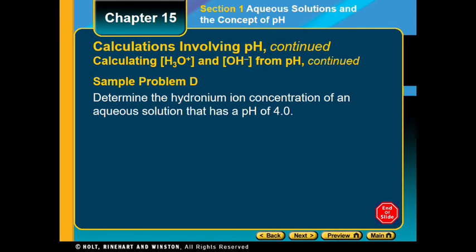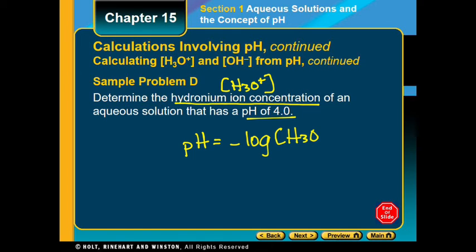So here we have another example. Make sure you write it down. This one wants to know what is the hydronium ion concentration, which is H3O plus, if you have a pH of 4. Well, with this equation, pH equals negative log of hydronium ion concentration. Looks like we can do just one equation here. And with this, I will plug in 4.0 equals negative log of hydronium ion concentration.